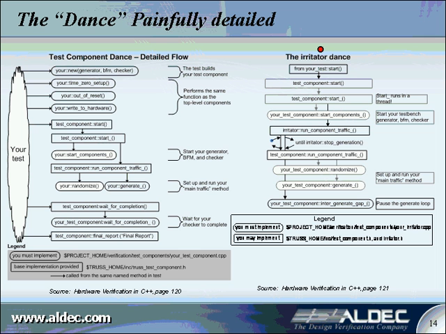This is the slightly more complicated irritator dance, which is another form of the test component dance. And the only difference is basically this loop right here, where an irritator runs in a loop as opposed to a test component, which does a one-shot, which sort of makes sense, right? Your test component does its thing and it's completed. An irritator just keeps doing its thing until somebody else tells it to stop.